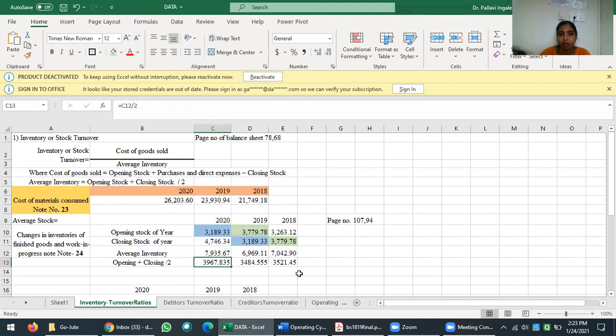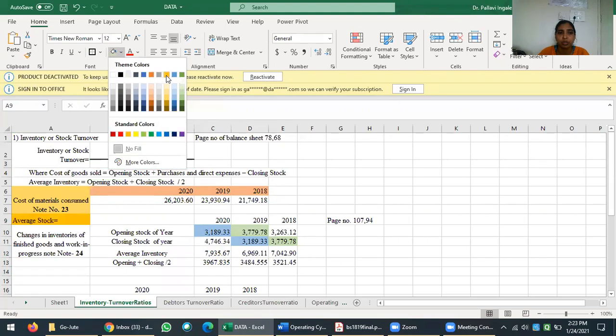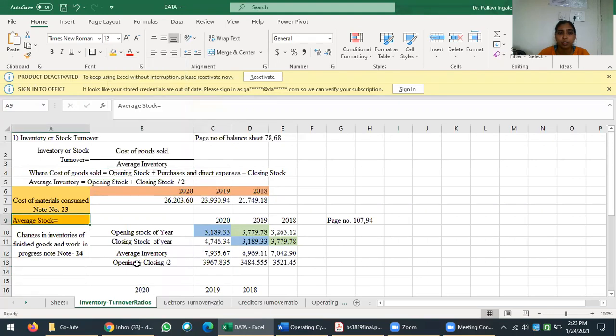Okay. Now what you have to do? Whatever the answer is, it can be divided by 2. Divided by 2, so you will get the average. See, average stock. We need, as per the formula, average stock. Okay, so the second parameter we have now found. Okay, average. So this is the average stock. Then average stock we have found.